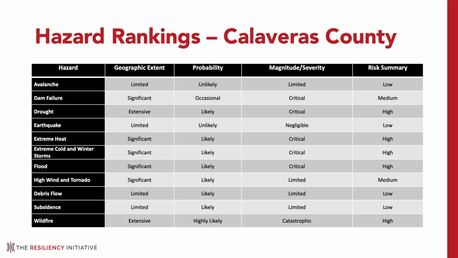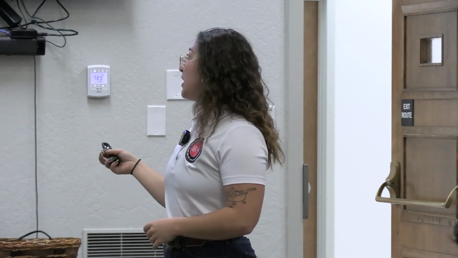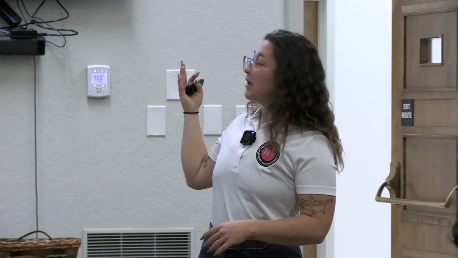Geographic extent and magnitude and severity were voted on by the steering committee. And then probability, we use science. So we basically took what occurrences had occurred in the past and times that by the amount of years over which they occurred, and then we divided them. So that's how we came up with the probability, whether it be unlikely, likely, occasional, highly likely, right? So the more often it occurred, the higher it was. Hence wildfire being very highly likely. Y'all get a lot of those, right?